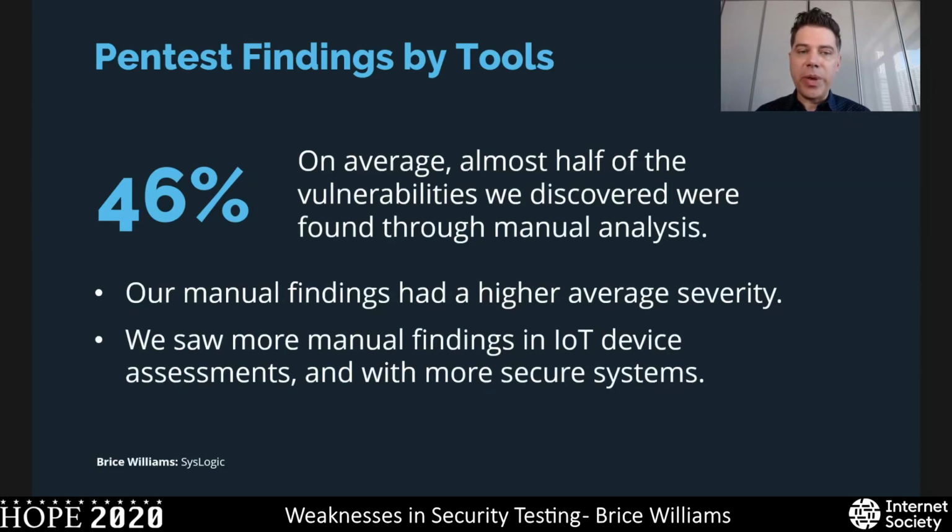We also noticed that our manual findings had a higher average severity. We also noticed that more manual findings were in IoT device assessments and with more secure systems, which makes sense. Those systems that are more mature have had multiple pen tests performed against them. Likely at that point, we're only finding elements through manual means.